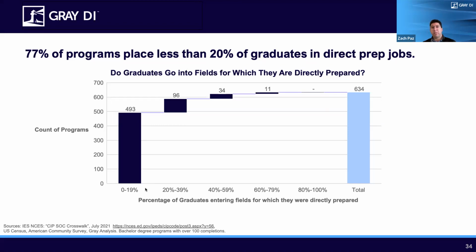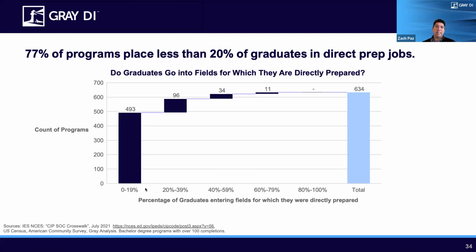And we looked at what jobs did they get, beginning of career, mid-career, end of career. We then compared that to the National Center of Education Statistics crosswalk from zip code to SOC code, which basically tells you what the government believes is what students are being directly prepared to do, which is great.